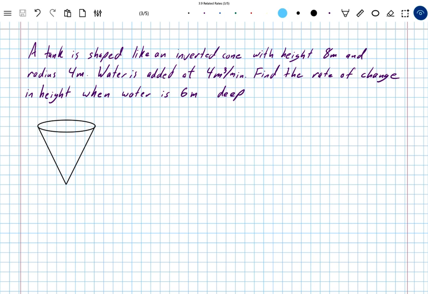A tank is shaped like an inverted cone with height 8 meters and radius 4 meters. Water is added at 4 meters cubed per minute. Find the rate of change in height when water is 6 meters deep. And look, there's already a picture of what this inverted cone looks like.